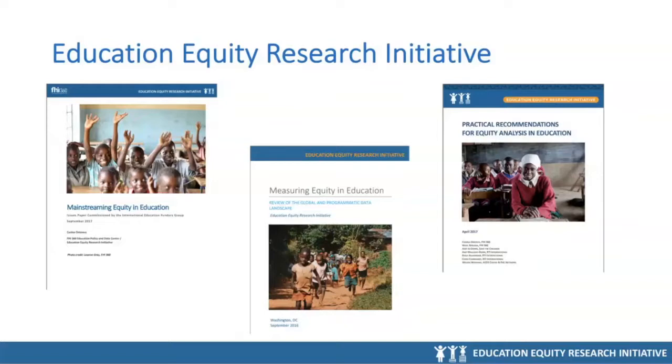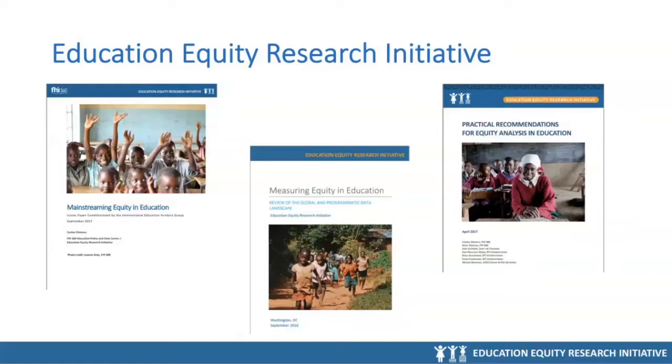We aim to collectively build the evidence base. We aim to develop common measurement frameworks around equity. We aim to develop and test hypotheses for strengthening equity in and through education. And we aim to maintain the focus on equity within the Sustainable Development Goals development agenda. What we do is convene conversations and produce knowledge products.